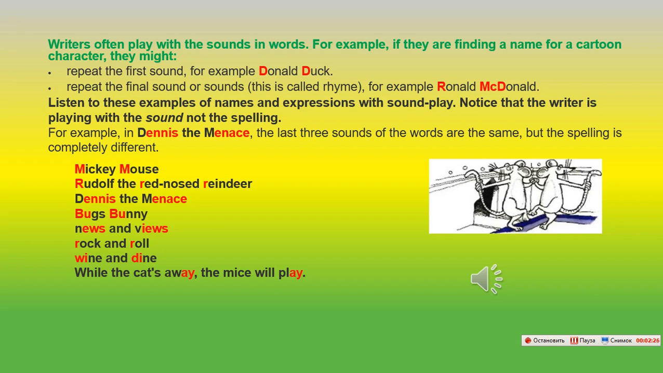Listen to these examples of names and expressions with sound play. Notice that the writer is playing with the sound, not the spelling.